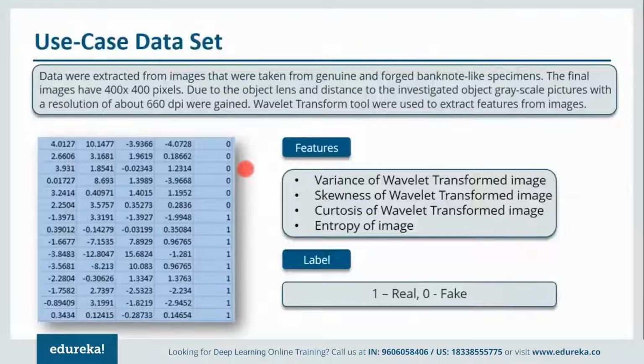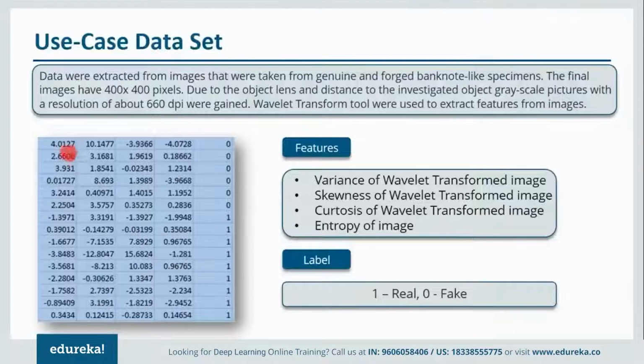So over here I've taken a screenshot of the data set with few of the rows. In it, data were extracted from images that were taken from genuine and forged banknote-like specimens. After that, wavelet transform tools were used to extract features from those images. And these are few features that I'm highlighting with my cursor. And the last column actually represents the label. So basically label tells us to which class that pattern represents, whether that pattern represents a fake note or it represents a real note. Let us discuss these features and labels one by one.